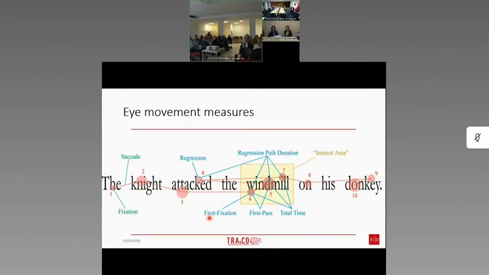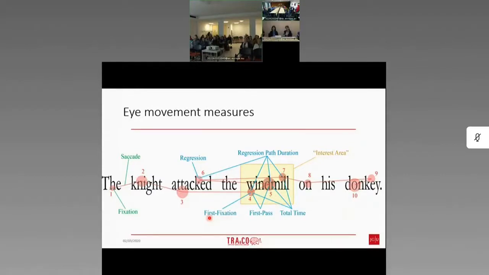So we had a first fixation on the, then a slightly longer fixation on knight, a third fixation on attacked, because it is short and predictable, is skipped. Then we get a fourth fixation on windmill, and then a fifth fixation on windmill. So 4 and 5: the first one is relatively short, the second one is a little bit longer, and then we get a regression to attacked.